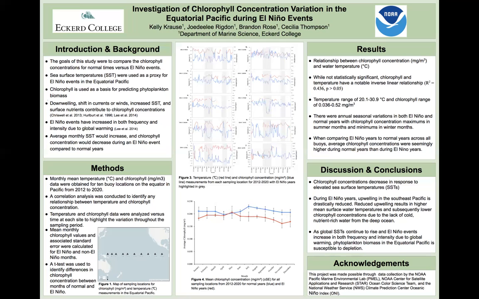Mean monthly chlorophyll values and their associated standard error were then calculated for El Nino and non-El Nino events. And then to test if there was any significant difference, a t-test was utilized with the standard error.